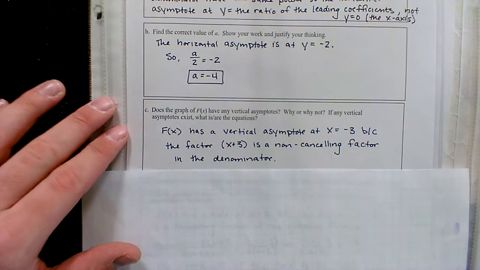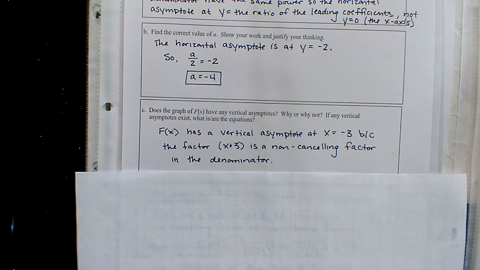Again, that's the leading coefficients. Does the graph of f of x have any vertical asymptotes? Why or why not? If any vertical asymptotes exist, what are the equations? Are there any vertical asymptotes? Rebecca? Yes, because one of the factors in the denominator does not cancel out. Very good. So x equals negative 3 is the vertical asymptote, the factor of x plus 3. It's a vertical asymptote because it's a non-canceling factor in the denominator.